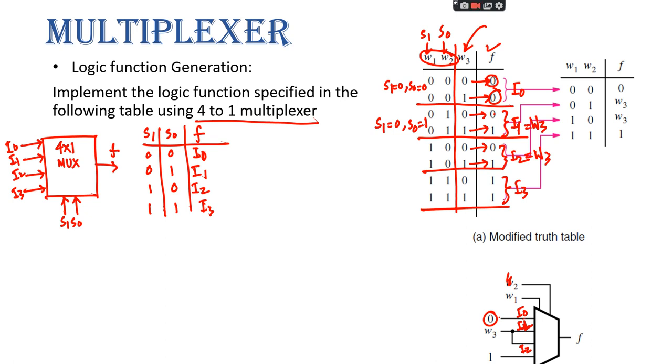And for the last two inputs, whenever W3 is 0, output is 1. Whenever W3 is 1, output is also 1. So this output doesn't match W3, so it will not be dependent on W3. So I3 should always be 1, right? Because for this combination, output is always 1. So here you can see I3 is connected to 1.